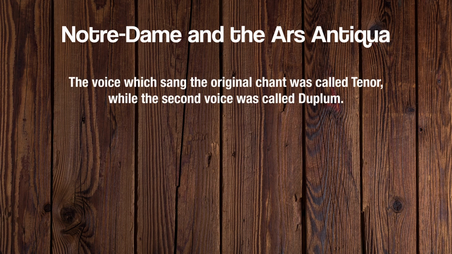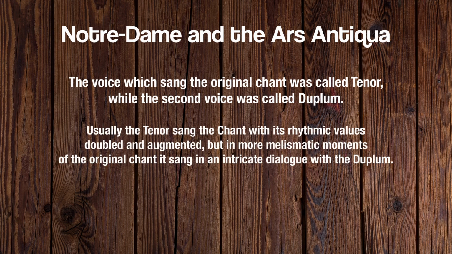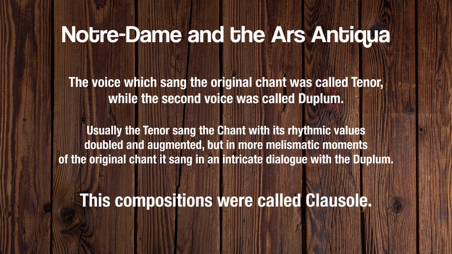The voice which sang the original chant was called tenor, while the second voice was called duplum. Usually, the tenor sang the chant with its rhythmic values doubled and augmented, but in more melismatic moments of the original chant, it sang in an intricate dialogue with the duplum. These compositions were called clausulae.